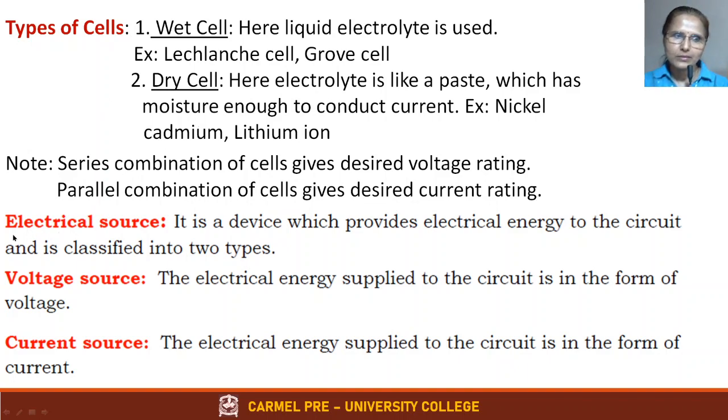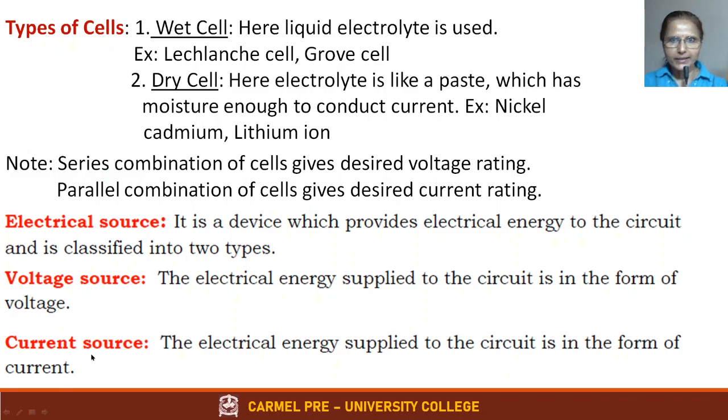Now coming to the electrical source. A basic definition of an electrical source: it's a device which provides electrical energy to the circuit and is classified into two types, current source and voltage source. A voltage source is responsible for supplying energy in the form of voltage, whereas a current source is responsible for supplying energy in the form of current. Now we will see how to represent a voltage source. Ideally, how does it look? Practically, how does it look?